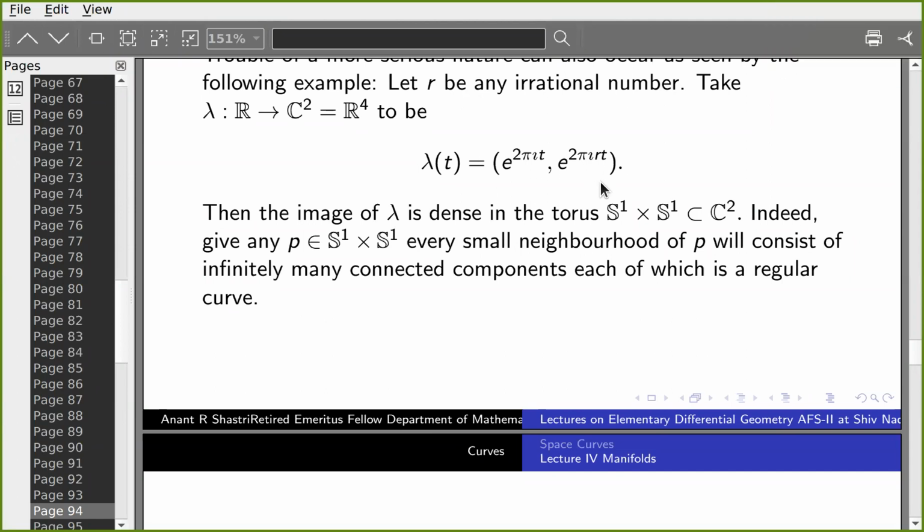For example, when you are studying Lie groups and so on, you don't want to take this subspace, which is not a closed subspace of C2, right? You would like to have only closed subspaces. By the way, this is also a subgroup of S1 cross S1. S1 is a group, a subgroup of non-zero complex numbers. So S1 cross S1 is a group. In that group structure, the image of lambda will be a subgroup, but it is not a closed subgroup.